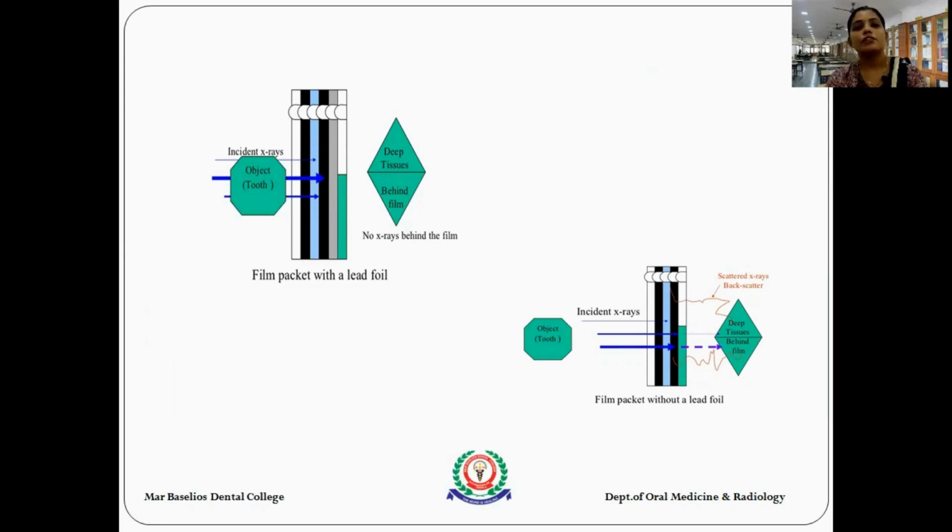So the purpose of the lead foil is to absorb the backscattered radiation, that is, to prevent the unwanted exposure to the deeper tissues. So imagine you keep a film without a lead foil. What will happen? The incident rays of the X-ray beam which are falling on the film, after that the scattered rays will go and fall on the deeper tissue. So that is creating an unwanted exposure to the patient's other tissues. In order to prevent this, we are keeping a lead foil in the film packet.